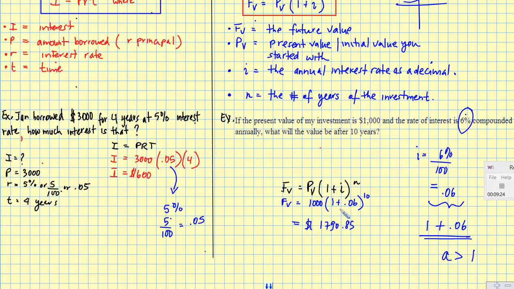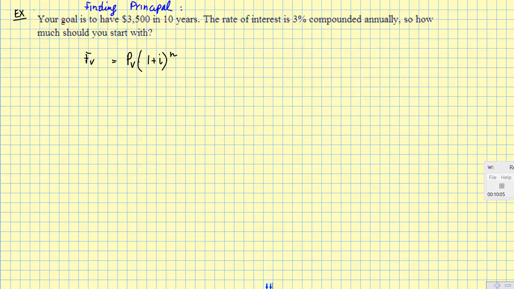So when I now do 1,000 times 1 plus 0.06, and that's all raised to the power of 10, my order of operations tells me to do 1 plus 0.06, raise that to the power of 10 first, and then multiply it by 1,000. And we get 1,790.85. So the amount of money that I would be getting on top of the $1,000 that I had originally, I'd be getting approximately $790.85.